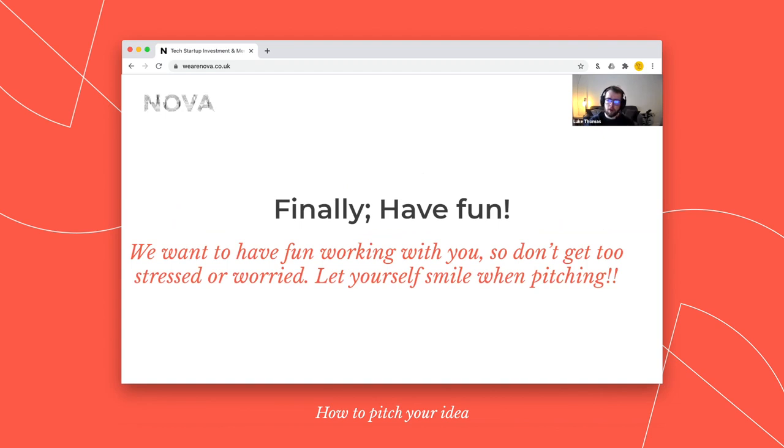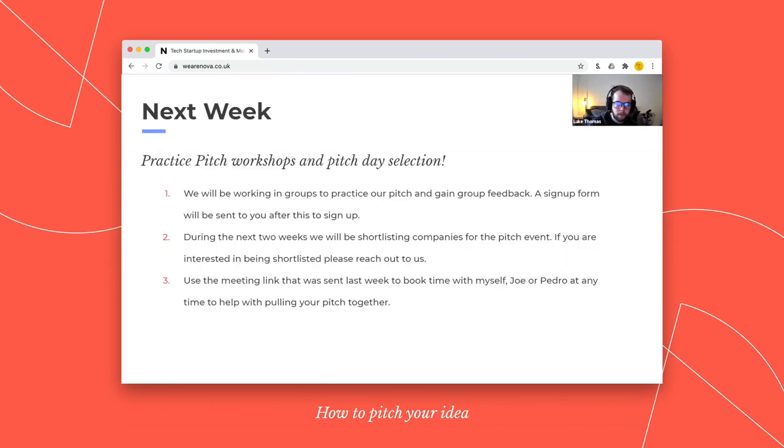Make sure that you feel comfortable, and it's not too formal a setting. As you can see, we're all in our own homes. We're not all wearing shirts. It's going to be let yourself have fun when you're doing it.